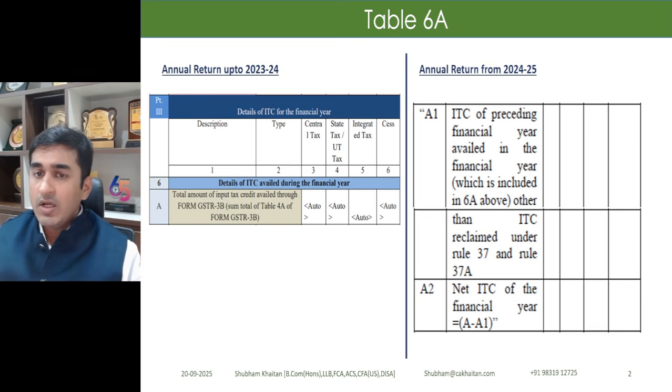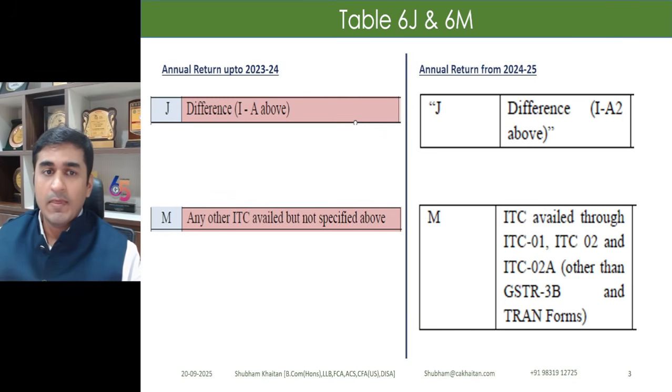This option was earlier not available, but now it has been newly inserted, where I can report previous year's data in the current year. A2 would thereafter be the net of A and A1. That means ITC of 24-25 availed in 24-25 itself.